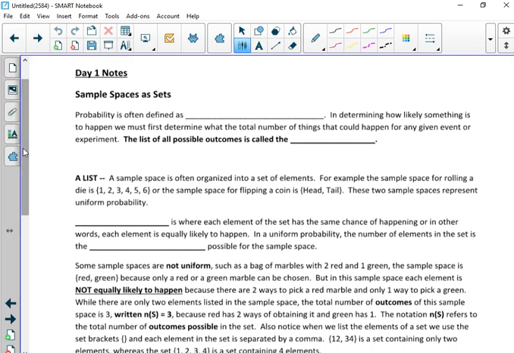Probability is often defined as how likely something's going to happen. Okay? So when you say this is probably going to happen, you're talking about the likelihood that I think it will or it won't. In determining how likely something is to happen, we must first determine what the total number of things that could happen for any given event or experiment. The list of all the possible outcomes is called the sample space.